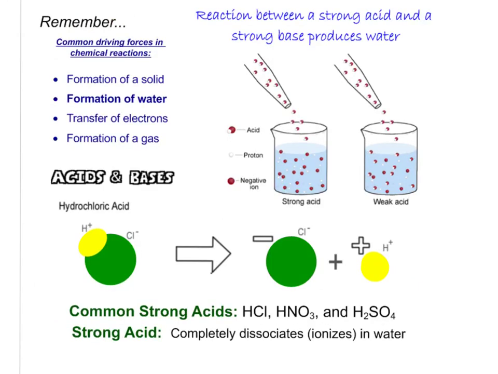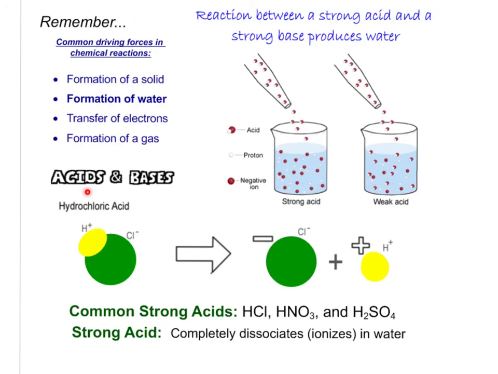All right, now that you are proficient in writing down the 3 different kinds of chemical equations, let's move on and talk a little bit more about some different driving forces in chemical reactions. We've already thoroughly looked at the formation of solids, precipitation reactions. Let's look at the formation of water. That's a driving force in chemical reactions, and anytime we have a reaction between a strong acid and a strong base, water is formed. So let's first take a look at acids.